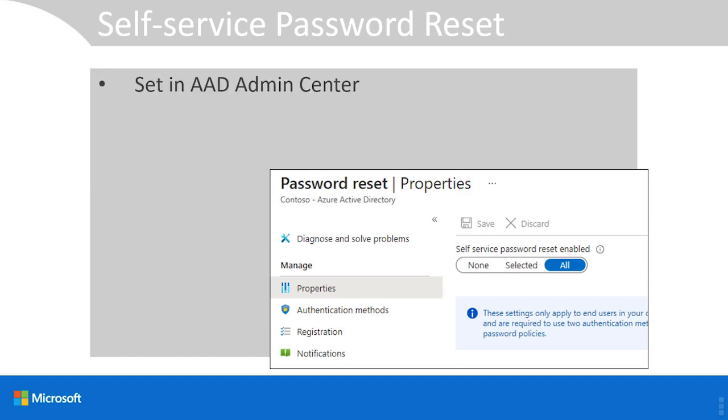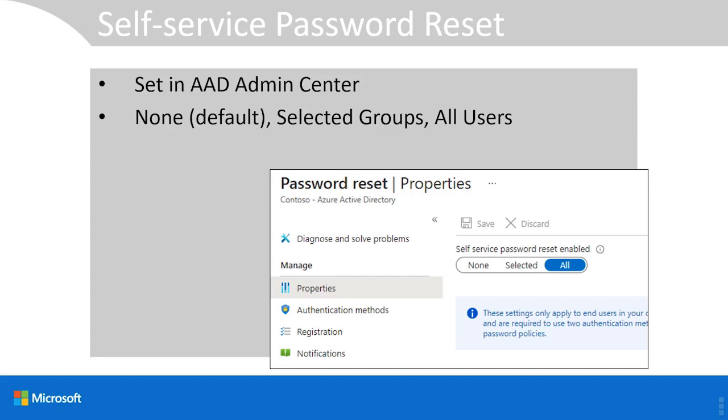Self-Service Password Reset allows users to reset their own passwords by way of a special portal using alternative authentication methods. This is configured in Azure Active Directory Admin Center, and you can configure it so Self-Service Password Reset is available to none of your users, which is the default, certain groups of your users, or everyone in your organization. This is a great feature which makes users' lives easier while reducing the volume of help desk calls.